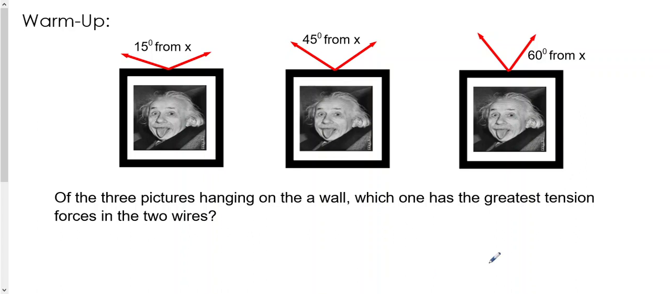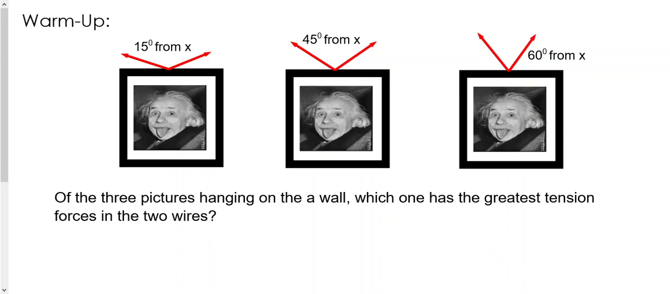Welcome to another section of Chapter 7, Static Equilibrium or Extended Bodies at Rest. So far you've already observed situations where several forces acted on a system or a body and the system did not move. We're going to talk about those conditions in this particular section. So let's take a look at this little warm-up here.